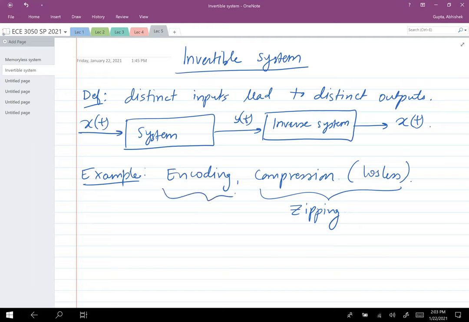Encoding is basically my voice signal getting encoded into bits and then getting transferred to your computer. And then after that, it basically gets decoded back into the audio signal. So that's encoding. And that's an invertible system. The encoder would be called an invertible system.